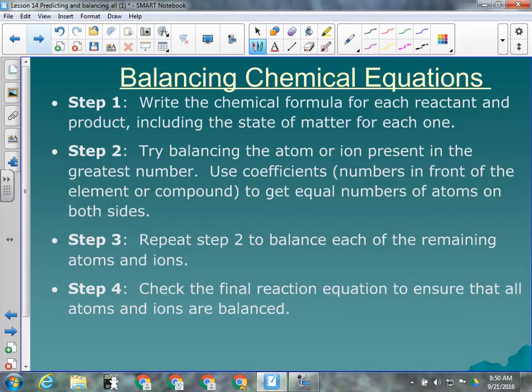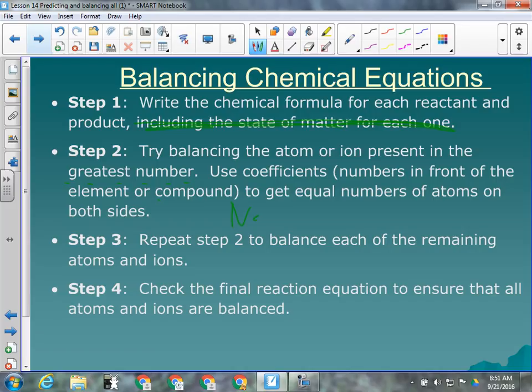Now, balancing chemical equations, like I said, this is just so you have some formal notes on it. You write the chemical formula for each reactant and product. Well, you don't have to include the state of matter. That still says that in your notes. Cross it off because you guys don't have to do the state of matter. Try balancing the atom or ion present in the greatest number. We've said that for all reactions except combustion, which has its own balancing rules. Use coefficients, that's numbers in front of the element or compound, to get equal numbers of atoms on both sides. Essentially what that's saying is don't change little numbers.